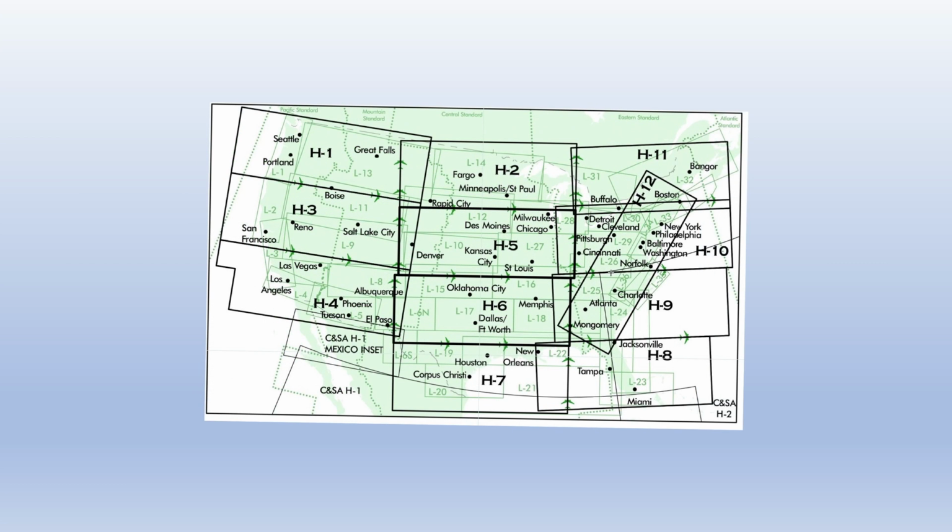There are a total of 12 high charts that cover the contiguous U.S., so the scale is much smaller on these charts, but that works well for the aircraft that use this airspace, as they usually travel on the faster side.